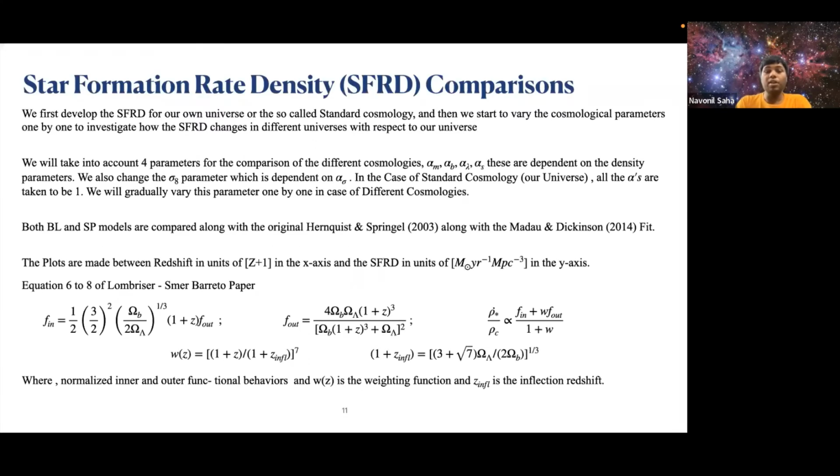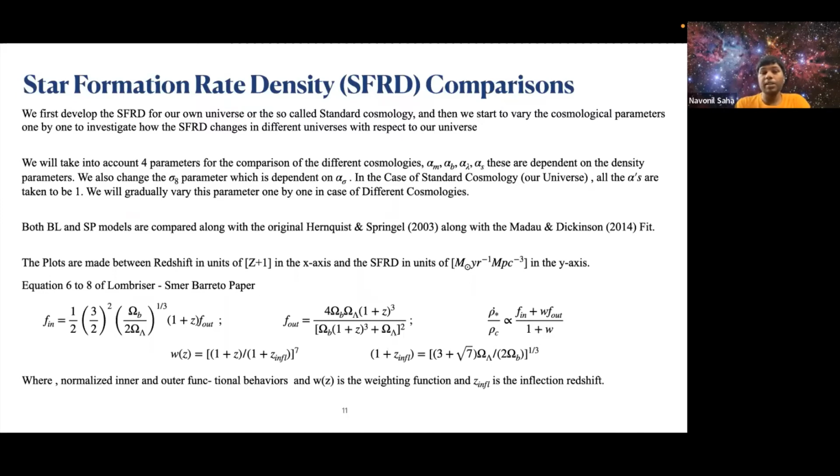Next, we come to the star formation rate density comparisons. We first developed the SFRD for our own universe, the so-called standard cosmology, and then we vary the cosmological parameters one by one to investigate how the SFRD changes in these different universes with respect to our cosmology.